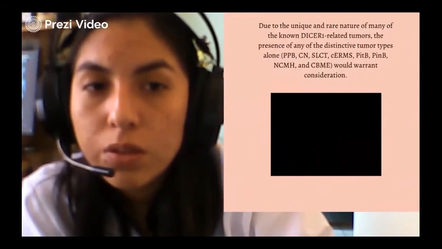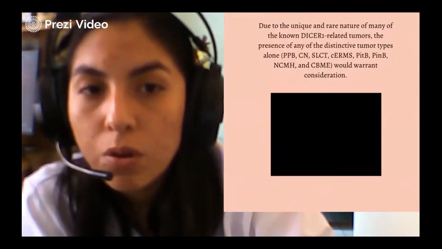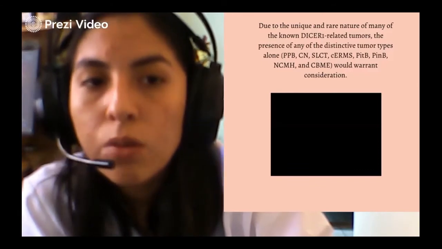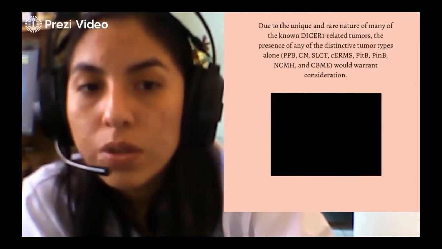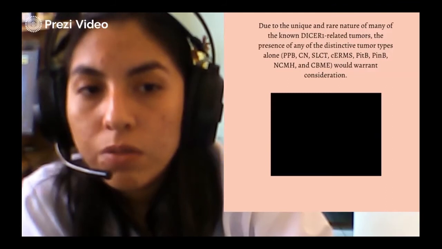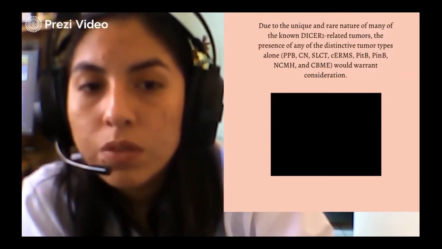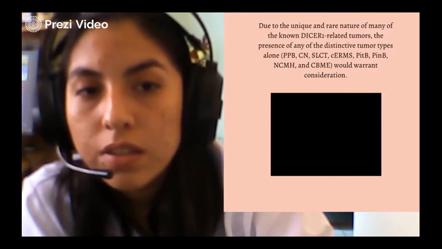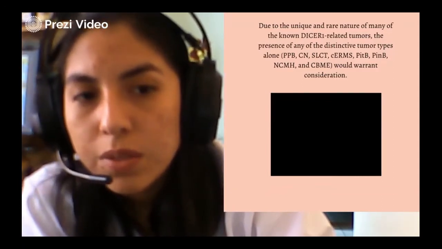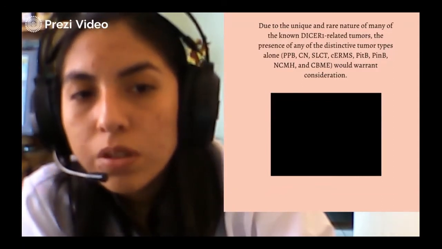Due to the unique and rare nature of many of the known DICER1-related tumors, the presence of any of the distinctive tumor types alone, PPB, NSLCT, CNS tumors, PB, and CBME, would warrant consideration.